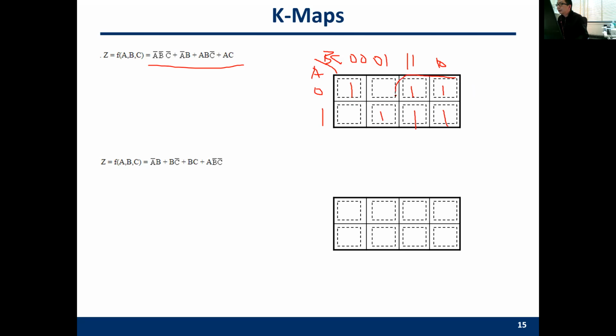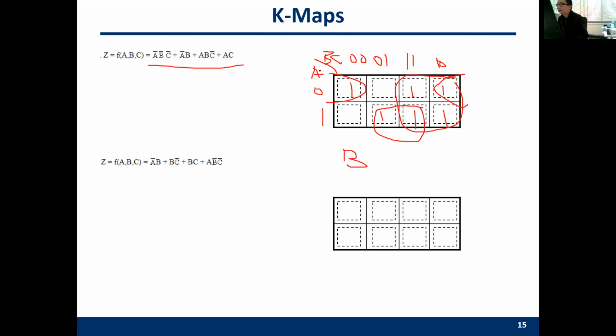I can draw a large group here. For this one, I make this circle. For this one, I draw this circle. So eventually I have 3 terms. The largest one is this one. For this one, A can be 0, A can be 1, and C can be 1, C can be 0. So this is only a B.